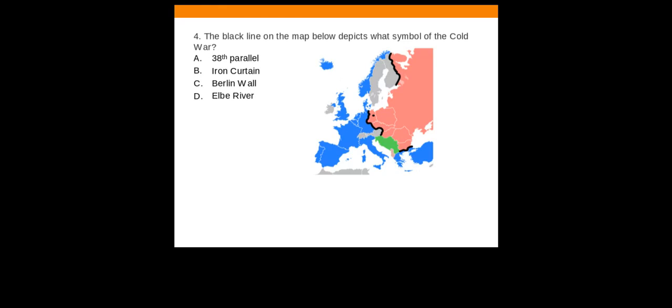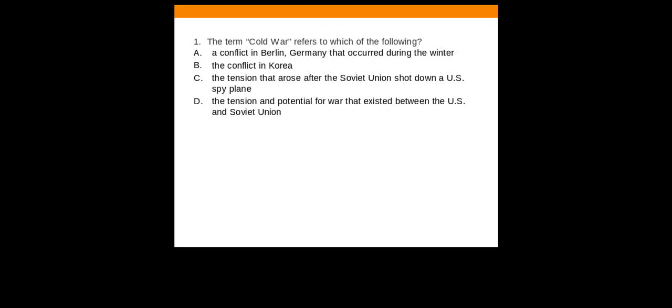All right, let's go over the correct answers. Number 1, the term Cold War refers to which of the following things? What do you think? Correct answer is the tension and potential for war that existed between the U.S. and Soviet Union. So on your flashback, just write Cold War, tension and potential for war. So there wasn't actually a war fought, but it was just the conflict kind of growing between the two countries.